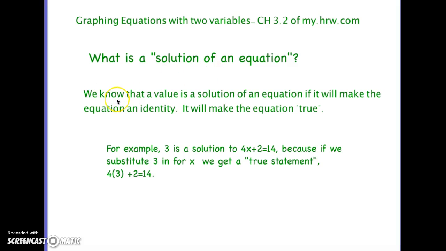Well, we know a value is a solution of an equation if it makes the equation an identity. That means it makes the equation true. For example, 3 is a solution to 4x plus 2 equals 14 because if we substitute 3 in for the x, we get the true statement 4 times 3 plus 2 equals 14, and this is 12 plus 2. So yes, it does equal 14. It's an identity. So 3 is in fact a solution to this equation.